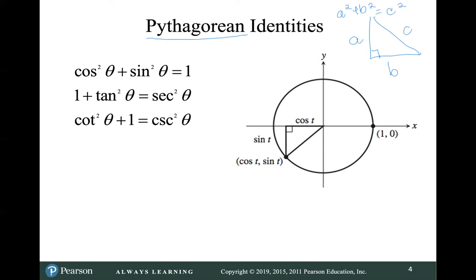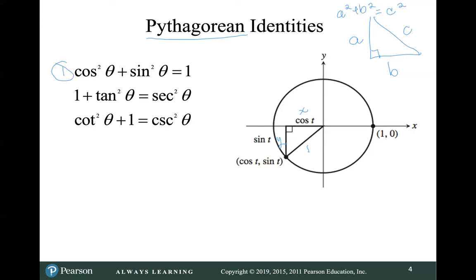And we can say that for any triangle in our unit circle, so we have an image of a unit circle here, one of the legs of the triangle, the x value, can be called cosine of t or cosine of theta. The second leg of the triangle is our sine of theta or sine of t. And the radius here will always be 1 because this is a unit circle. And so if we take that triangle and we apply the Pythagorean theorem to it, we find that cosine squared plus sine squared equals 1 or 1 squared. And that's where we get our first Pythagorean identity.